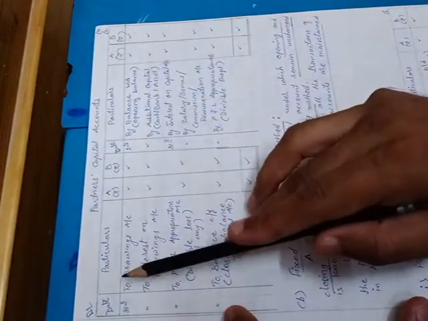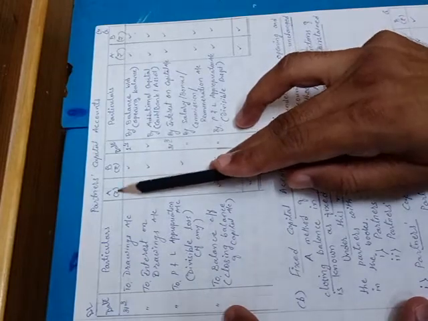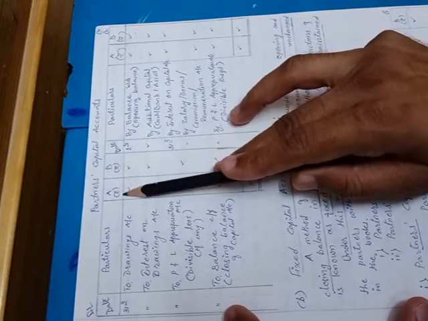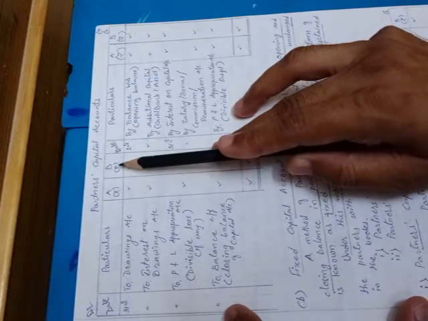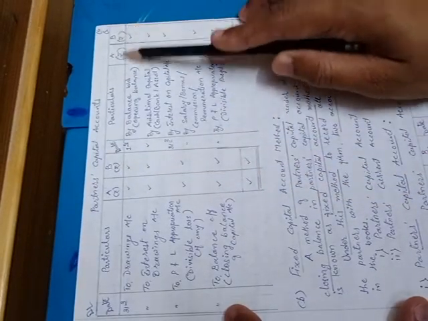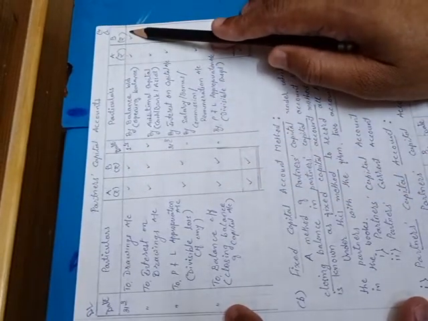In this capital account, I have prepared two columns for the amounts. I have assumed that there are two partners, partner A and partner B. On both sides you can see A and B. It is only an assumption.